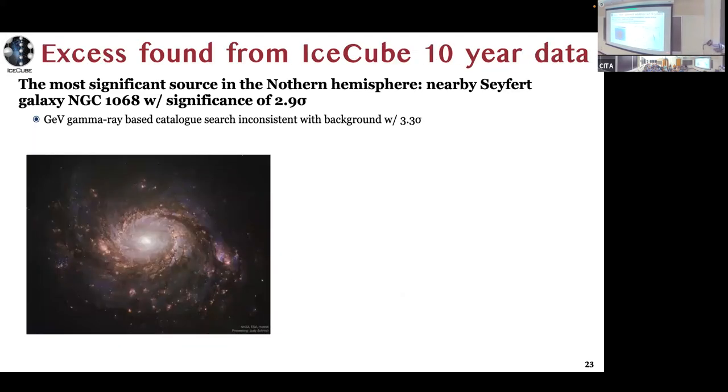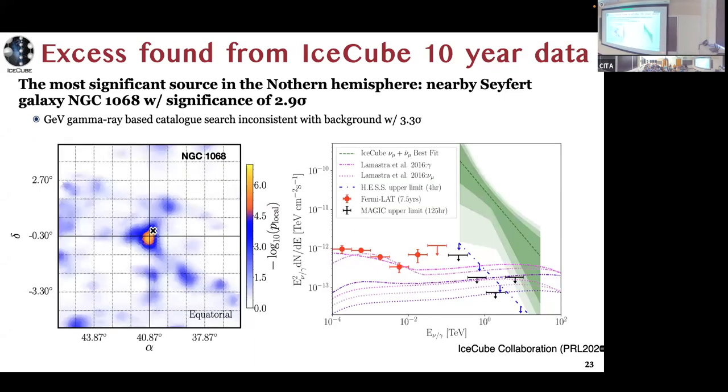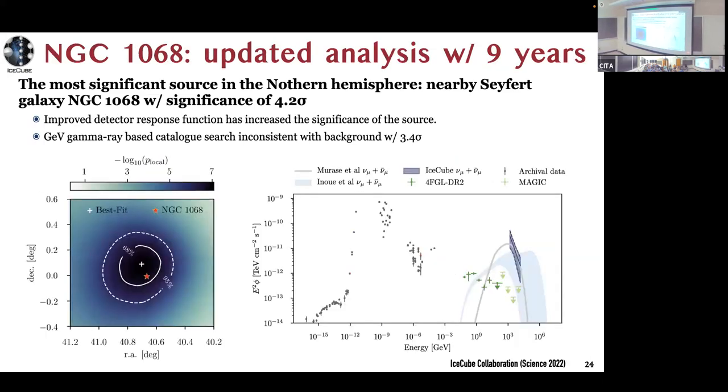So hang on a second. How many neutrinos do you think you saw there? 60. 60? Yeah. This includes low energy, and that's why there's a lot of data. Low energy means more background, so it's about statistics. With those 60 neutrinos, did they all come at the same time? No, it's spread over 10 years.